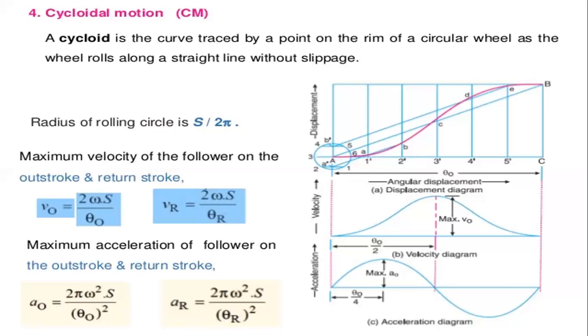First of all, we need to take the stroke of the follower, that is the height of the follower, and then we need to take the 360 degrees line, and we need to take the outstroke, theta of O. Then we have to divide it into the same number of equal parts. Here they have divided it into 6 equal parts.